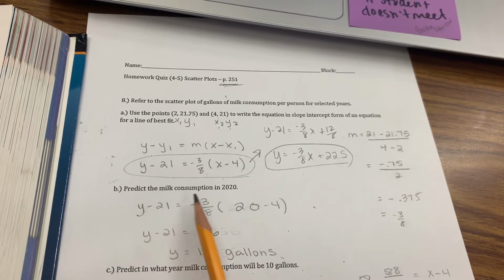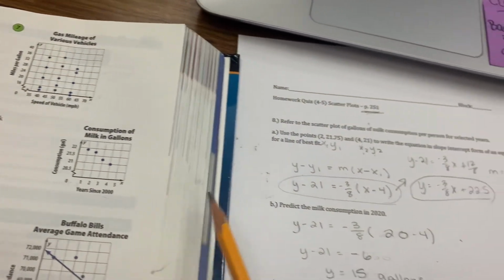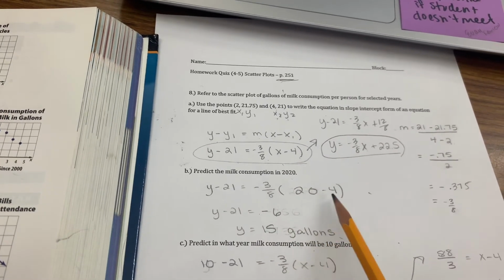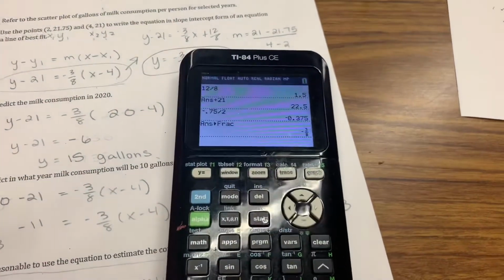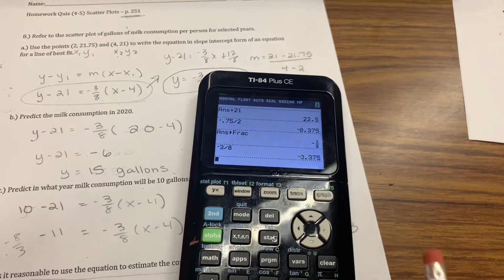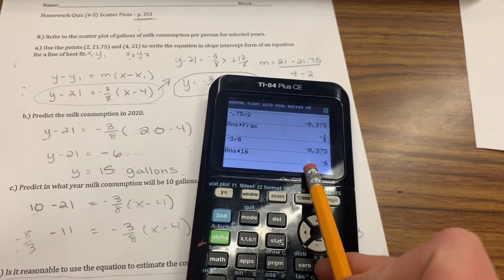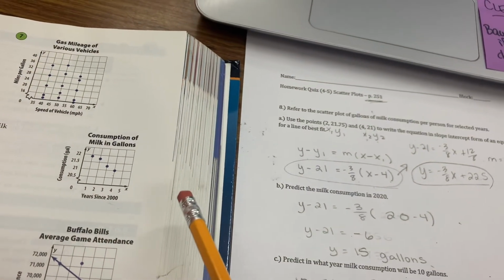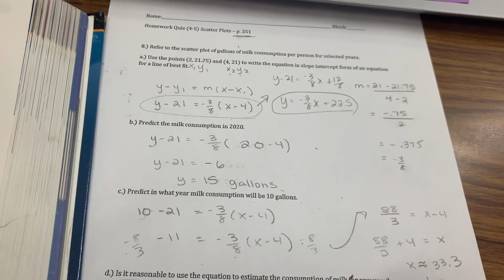It said predict the milk consumption in 2020. This graph goes by years since 2000, so I'm not going to put 2020 in for x. I'm going to put the value 20 in for x. That will give me 16. Then I did negative 3 divided by 8 times 16. That gave me negative 6. Then I add 21 to each side and I got 15. So therefore in 2020, which is way down here, about 15 gallons per year is what people would be consuming.